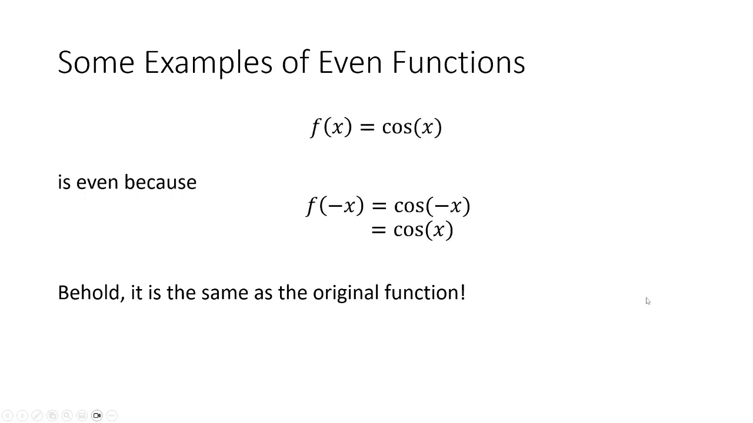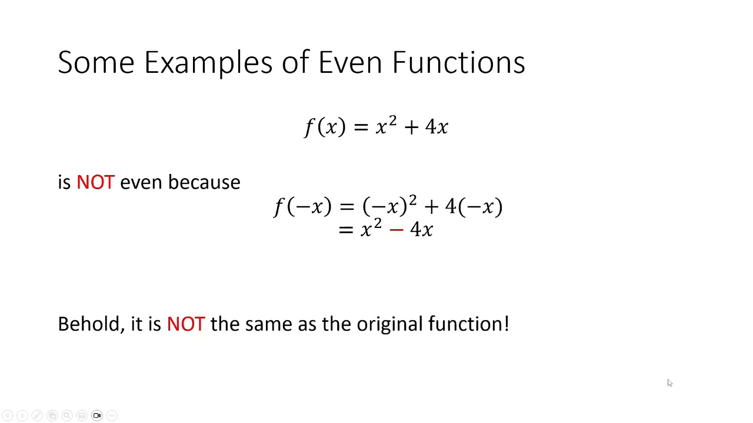For a final example, we have cosine. Cosine, by the trigonometric properties, by the unit circle properties, is even, because if you plug in negative x to cosine, the result is the same as if you plugged x into cosine. So this would also be an example of an even function, cosine.